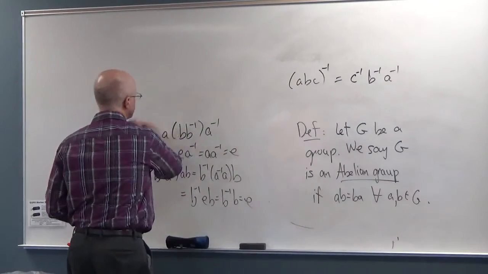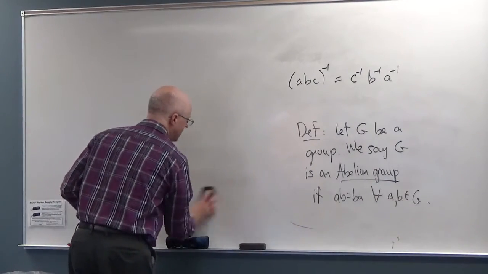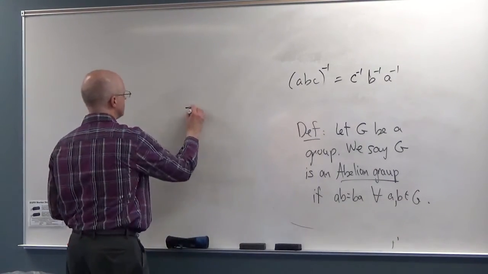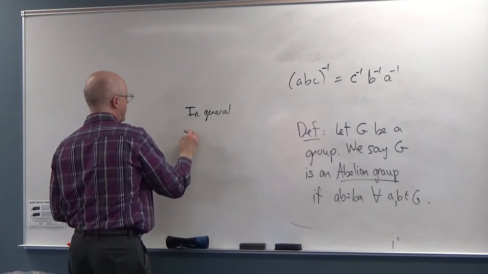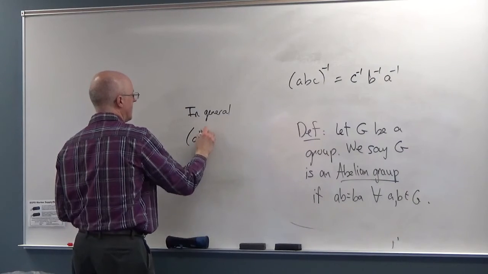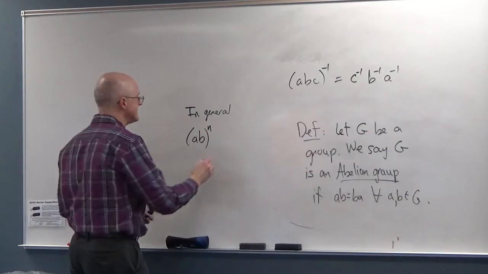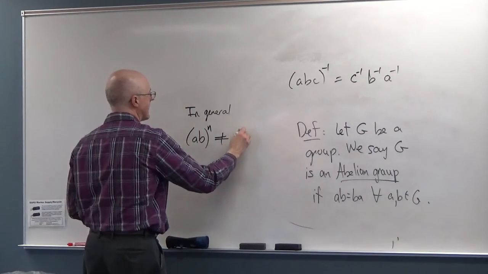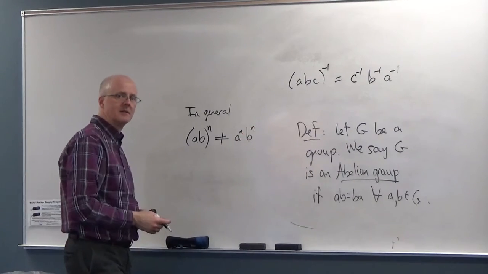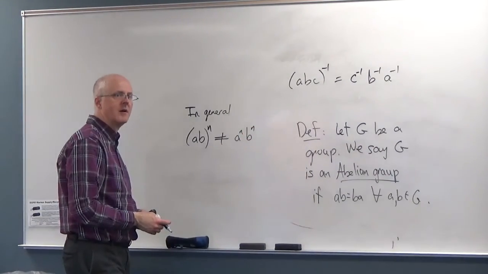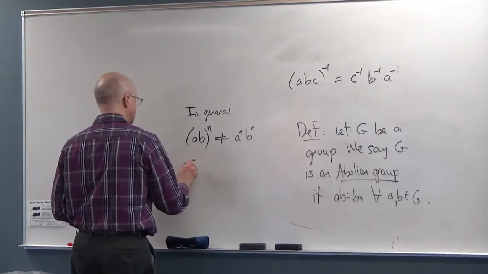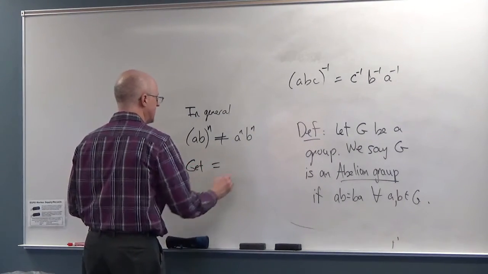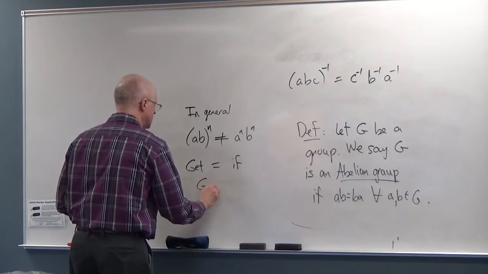Before I go on, I should also mention that in general, the nth power of A times B is not equal to A to the n times B to the n, though it would be if G is abelian. We get equality if G is abelian.